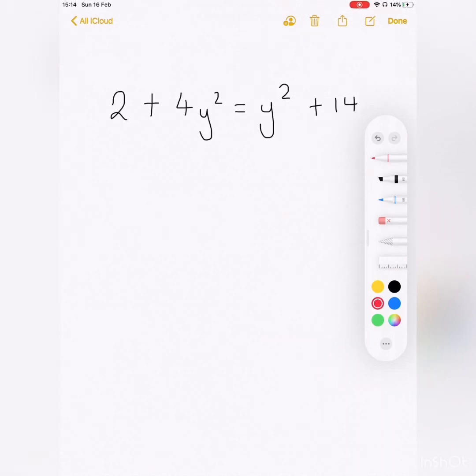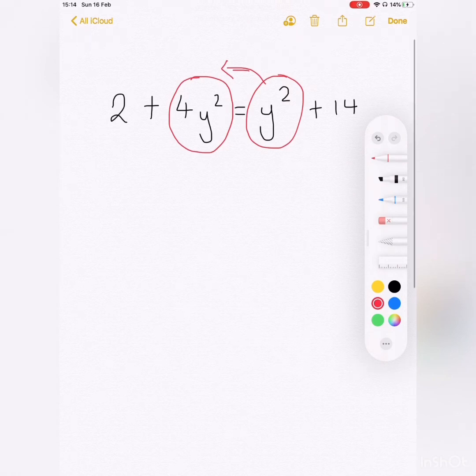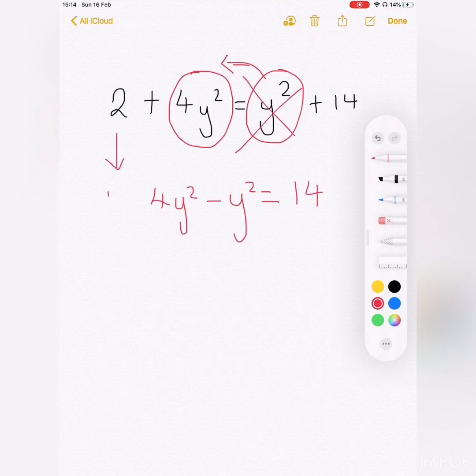In order to solve this, the first thing we're going to do is get all of our y's on the same side. So it's going to be easier to move the smaller one, so we move that over. Remember, at the moment this is a plus y squared, so when we move it across, it becomes a minus. So we've got 4y squared minus the y squared. All that's left on that side now is the 14, and that 2 just comes down.